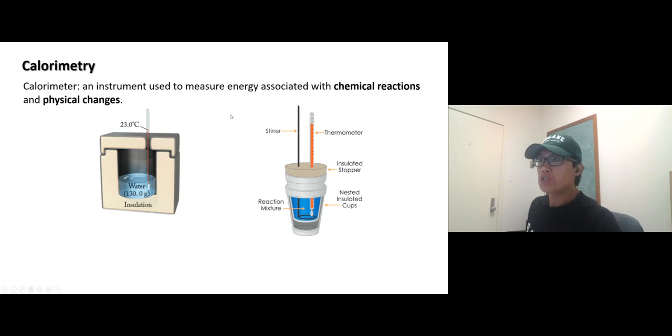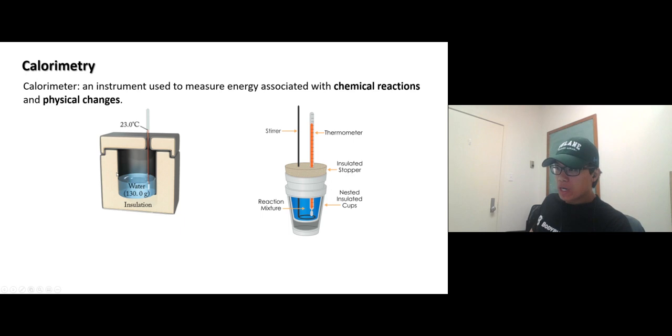All right, let's move on to the calorimeter. A calorimeter is an instrument used to measure energy changes associated with a chemical reaction or physical changes. Look right here. This is a layout, or the cross section, of the calorimeter.